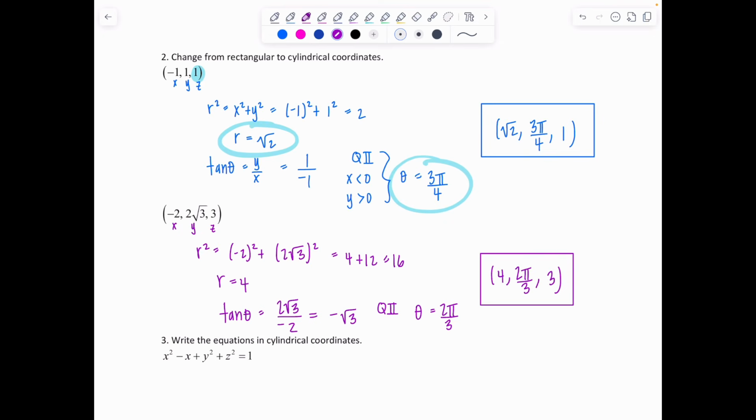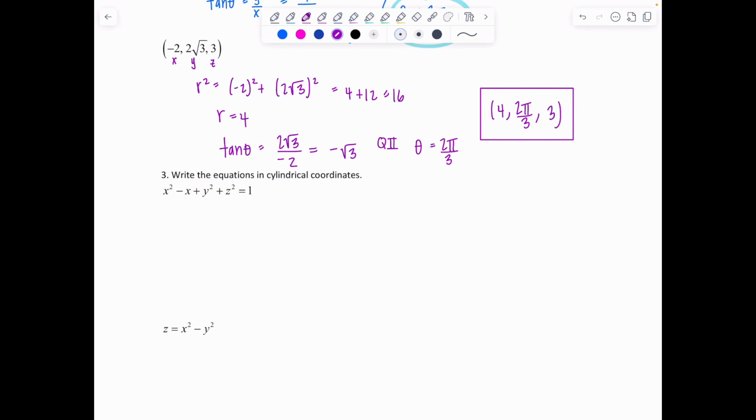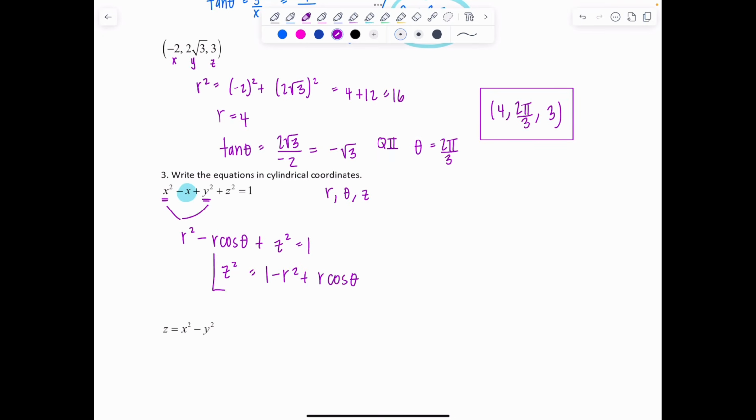Write the equations in cylindrical coordinates. You're going to do this often when you're setting up your integrals. So we have x squared minus x plus y squared plus z squared equals 1. Remember, you can only involve the variables r, theta, and z when you're in cylindrical. So as soon as I see x squared plus y squared, I'm going to replace those with r squared. Then I have minus x. X I'll replace with r cosine theta, plus z squared is 1. And then typically if you can solve for z, that's the way you want to go. So I'm just going to isolate z squared and leave this as 1 minus r squared plus r cosine theta. And that's pretty much as cleaned up as we can get. Good?